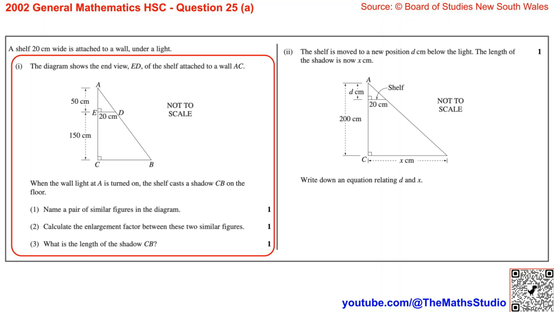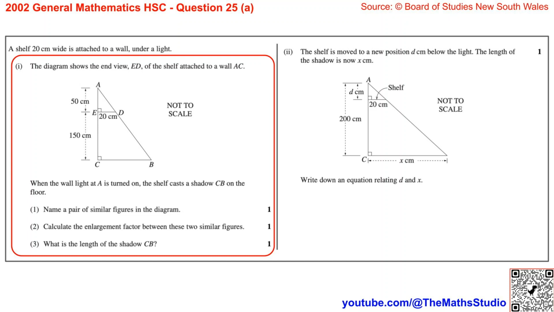Question 25, Part A. A shelf 20 centimeters wide is attached to a wall under a light. Part 1. The diagram shows the end view, ED, of the shelf attached to a wall, AC. When the wall light at A is turned on, the shelf casts a shadow, CB, on the floor.